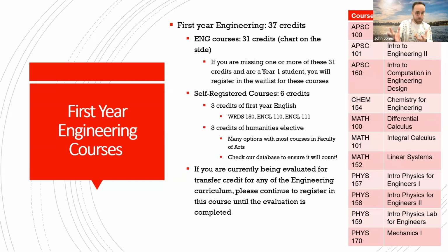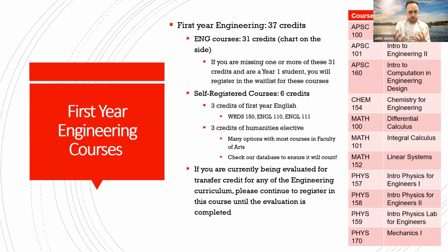Or then with your humanities, social science elective, there are a huge amount of different options that you can take to meet those requirements. Most courses in the Faculty of Arts would meet those requirements. So essentially, if you are registering for any of those engineering classes, anything on this right-hand side, you would go ahead and register in a waitlist for those classes. So anything that you're missing from this list, you would waitlist, and we will move you from the waitlist as we get closer to the start of term into an available section for those classes.